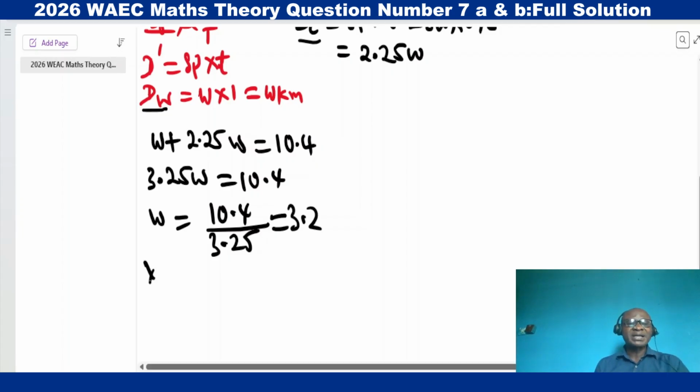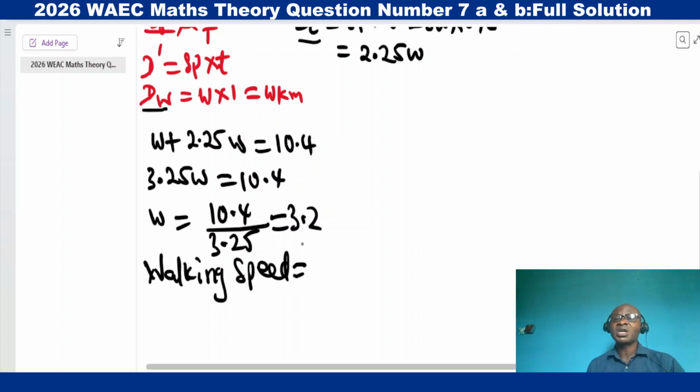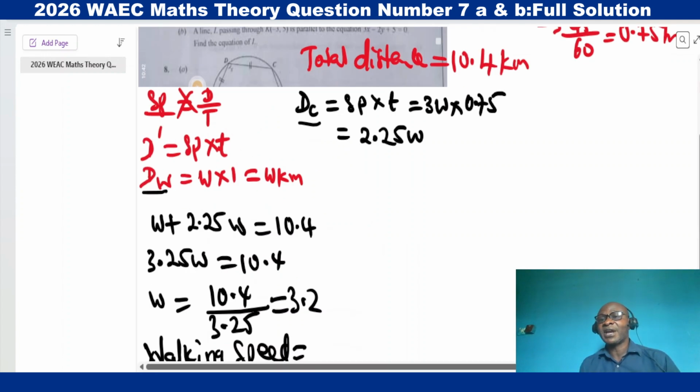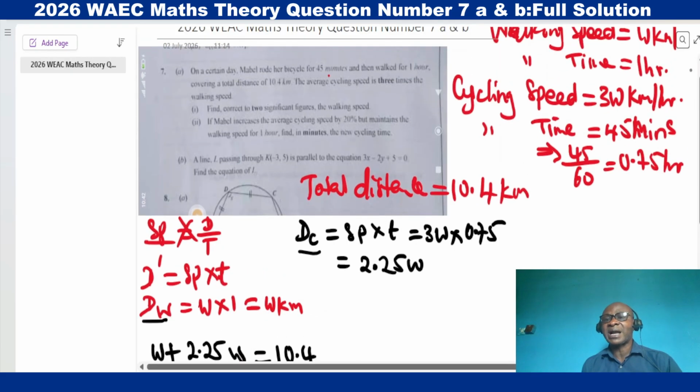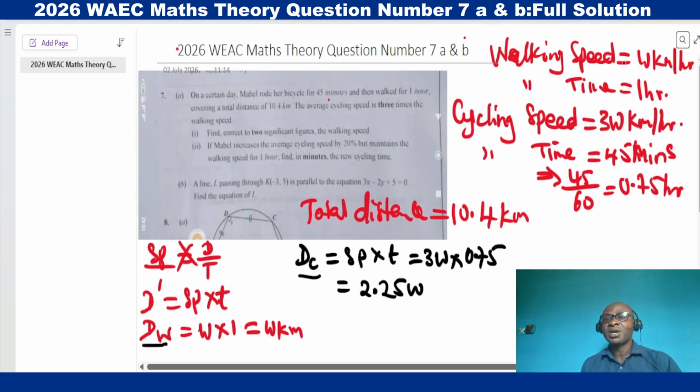What does this mean? It means that the walking speed that the question has asked in question A, since we say that W represents the walking speed, as we set it at the top, is equal to W kilometers per hour.